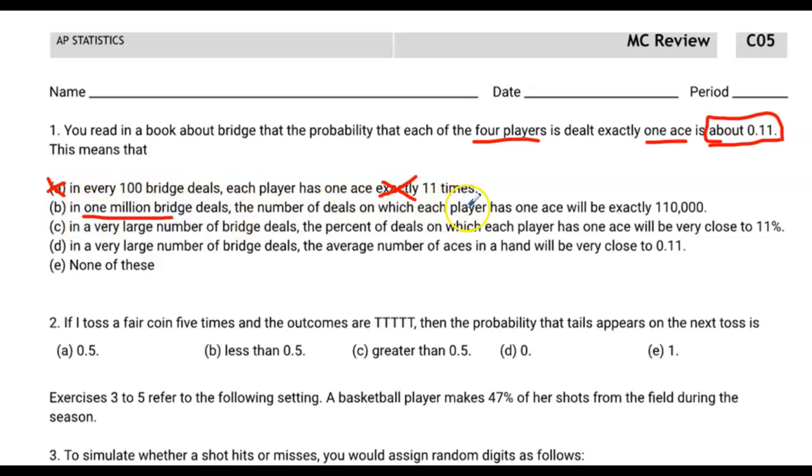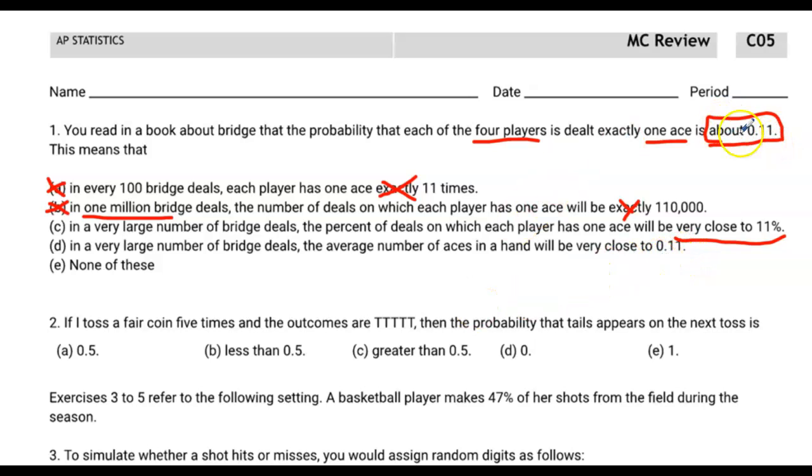The number of deals on which each player has 1 ace will be exactly, can't use exactly, it's not a promise. In a very large number of bridge deals, the percent of deals on which each player has 1 ace will be very close to 11%. That sounds about right. The percent of deals on which each player has 1 ace is very close, that's not a promise, to 11%. For letter D, in a very large number of bridge deals, the average number of aces in a hand will be very close to 0.11.